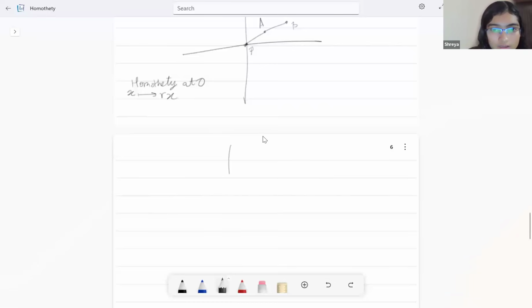So we have what it looks like when it's centered at the origin, but say it's centered at some other random point P. So we want to send A to B, and again the ratio is some real number R.